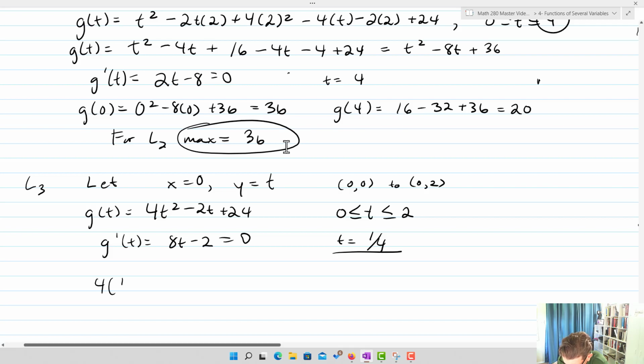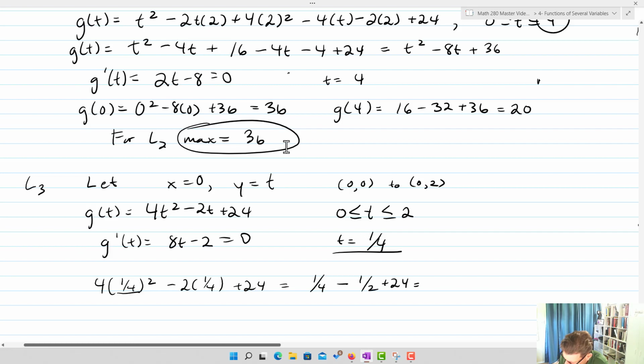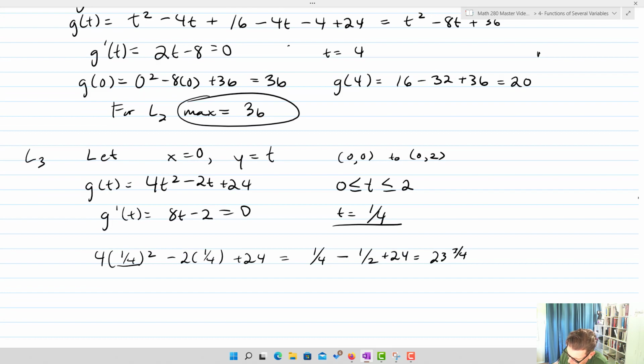I get 4 times 1/4 squared minus 2 times 1/4 plus 24. And so this gives me, that's 1/16, that's 4/16. So that's 1/4 minus 1/2 plus 24. And that ends up equaling 23 3/4. Just for the sake of ease, we'll put it like that. 23 3/4. Then we'll check for t equal to 0.